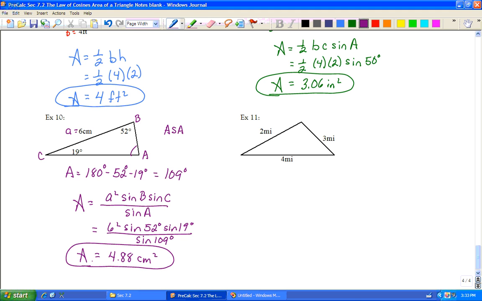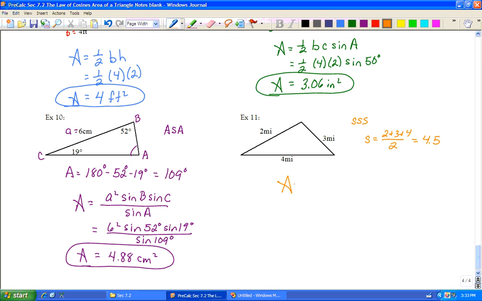And then our last example, number 11, we're given all 3 sides. That's easy to identify, so that's side, side, side. So we're going to use Heron's formula. First we need to find our semi-perimeter. So let's add up all of our side lengths and divide by 2. So that's 2 plus 3 plus 4, divided by 2. So our semi-perimeter is equal to 4.5.